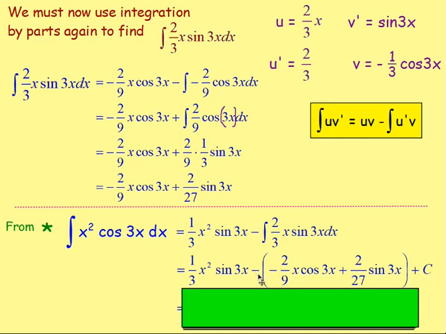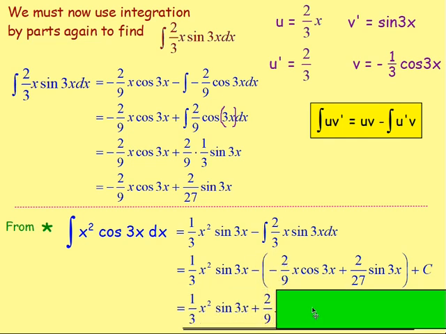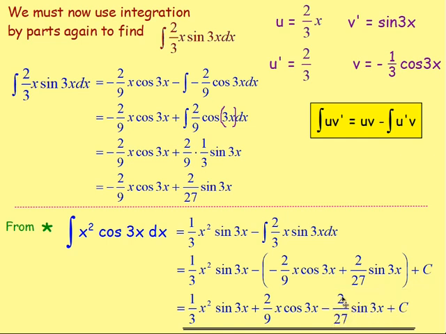From there, just get rid of these brackets. So we're taking away negative 2/9 and so on, which will make that plus 2/9 x cos 3x. And we're taking away this positive 2/27. So because we're taking that away, we can just write minus 2/27 sine 3x. And your plus c will stay as plus c.